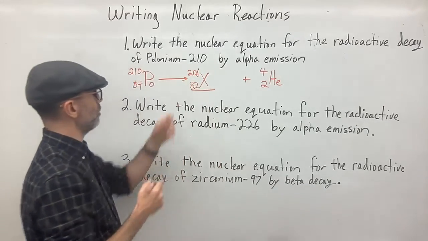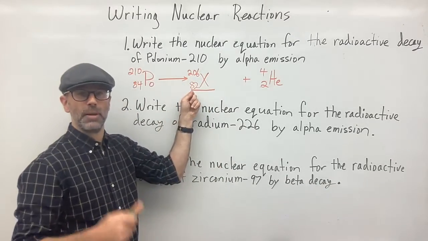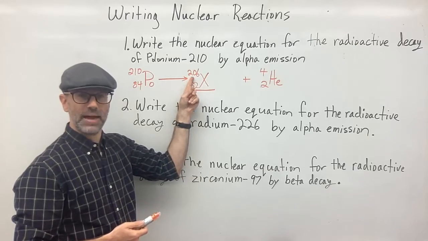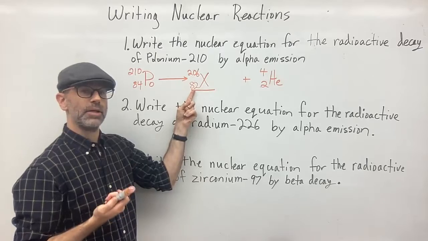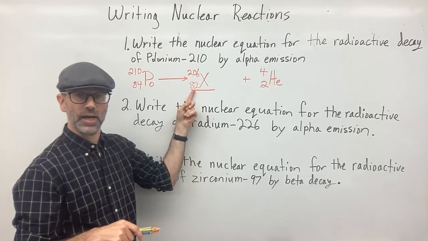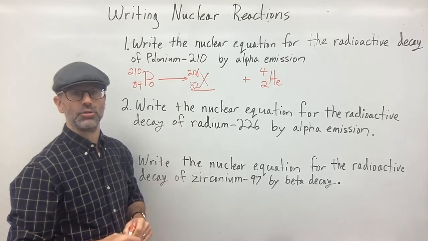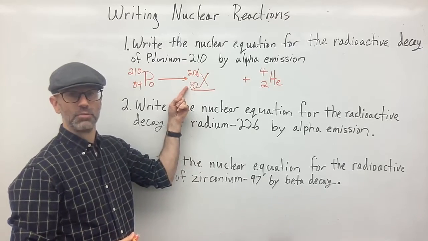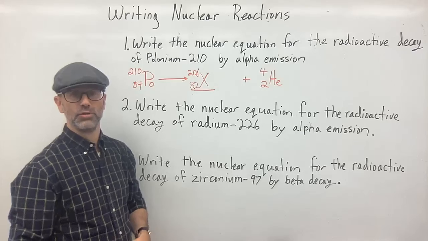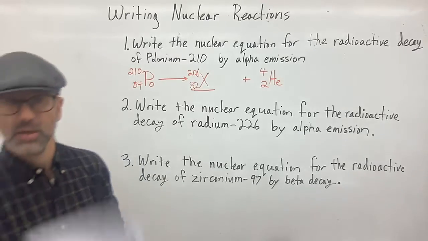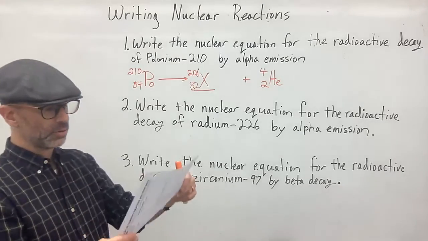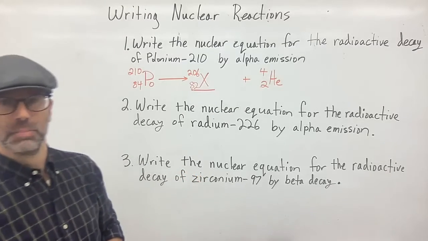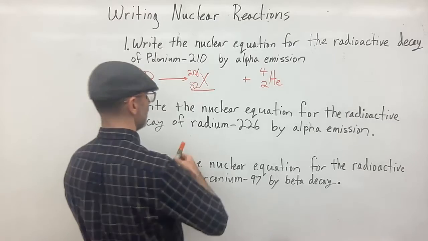So now we know the bottom number. And again, remember the bottom number is your atomic number. The top number is the mass number. So remember, atomic number tells you the number of protons, which also tells you the identity of your element. Since we know that the atomic number is 82, we look up 82 on our periodic table. Right here on our periodic table, number 82 is lead, Pb. So we got lead here.